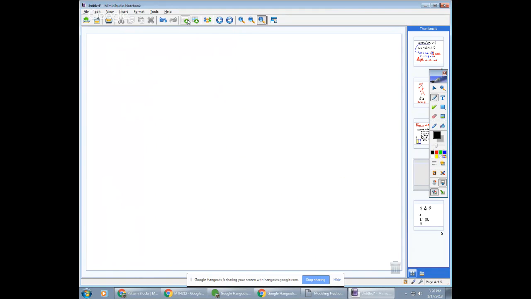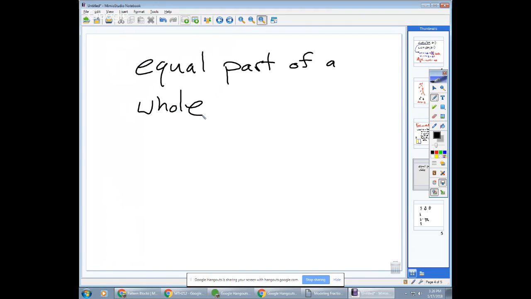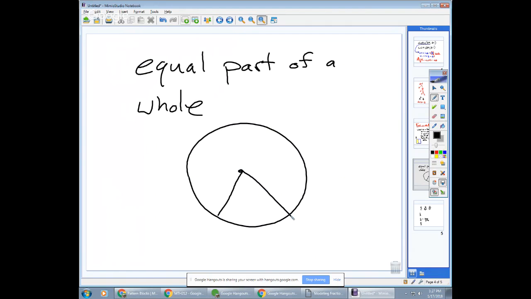So, I'll go over what I think a fraction is. When I think about fractions, I think about equal parts of a whole. And we often forget that equal parts, and that's important. So back to my circle example. This circle has 2 parts. That part right there, and it's got this part right here.